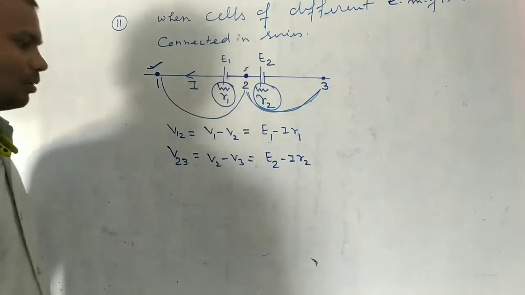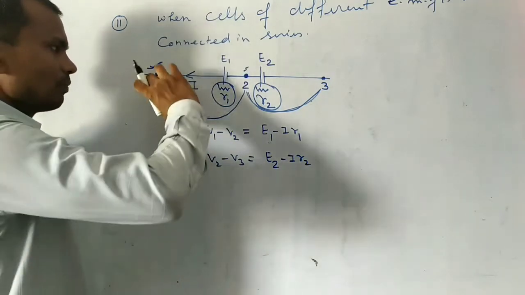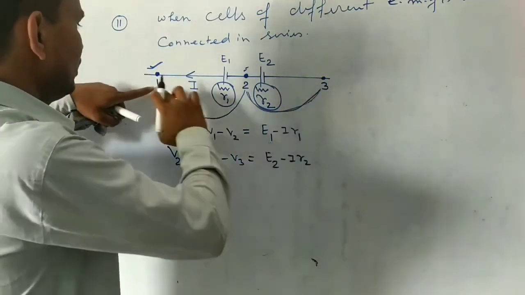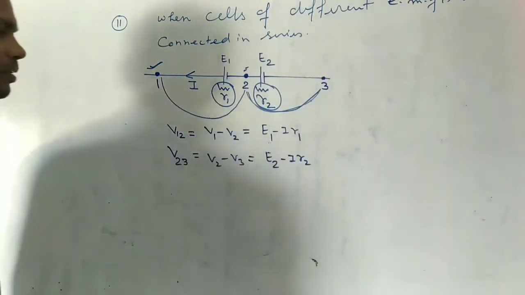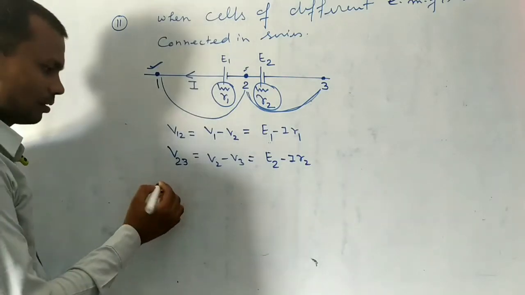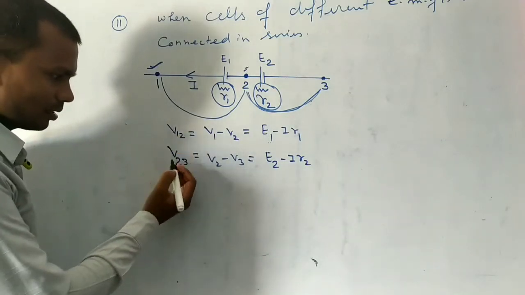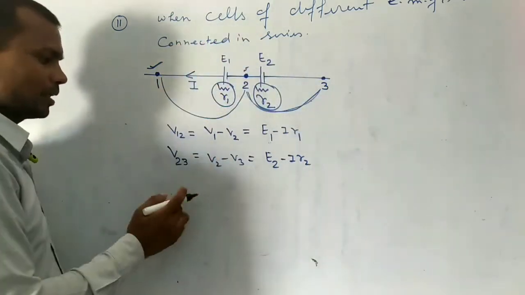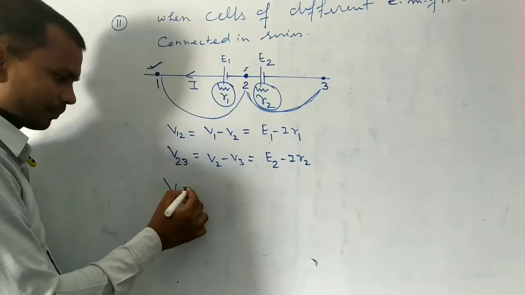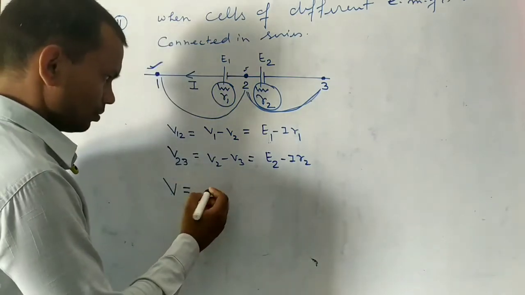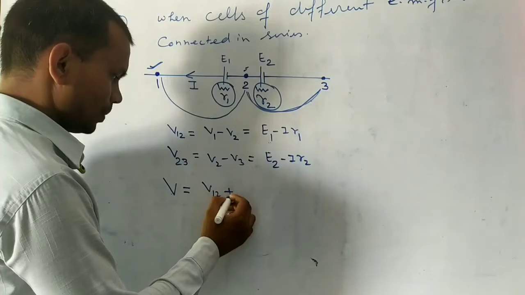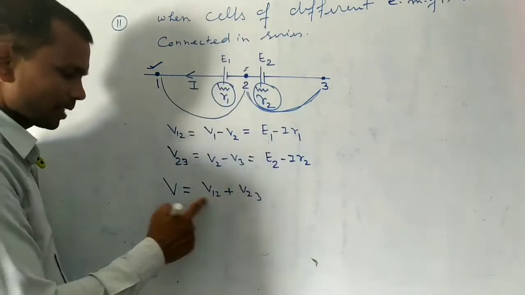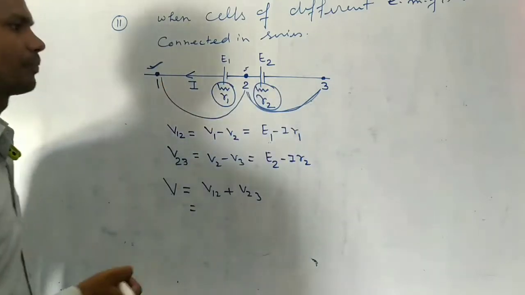Now we want to find the potential difference between point 1 and point 3. For this we simply add to get the net potential. So this is equal to V12 plus V23, right? This gives the net potential between 1 and 3.